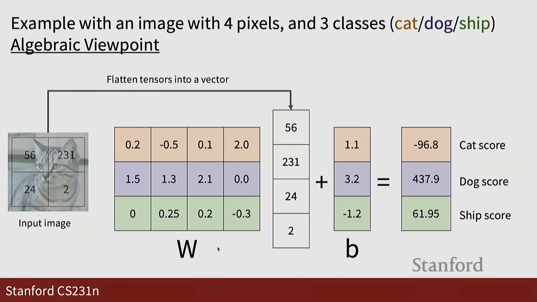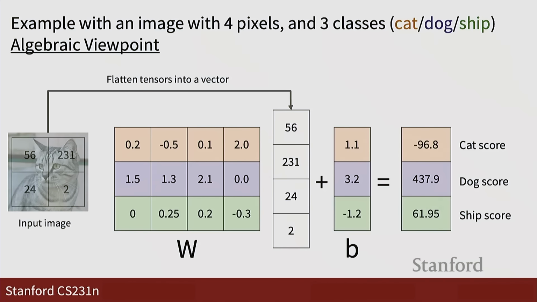So this is how the linear function from an algebraic viewpoint looks. The output scores, here we are considering 3 classes of cat, dog, and ship. And as you can see, this function maps the image, the vector representing the image, into those scores. So that is the algebraic viewpoint of linear classification.